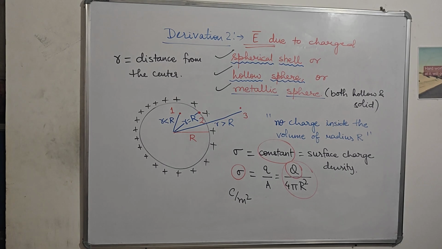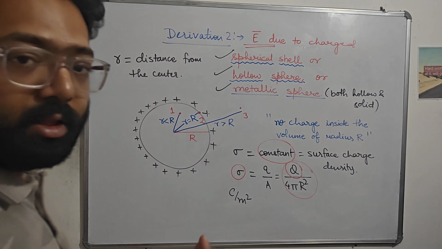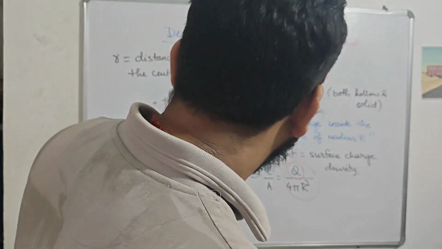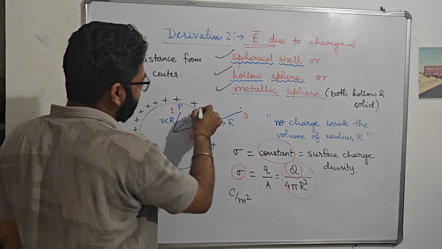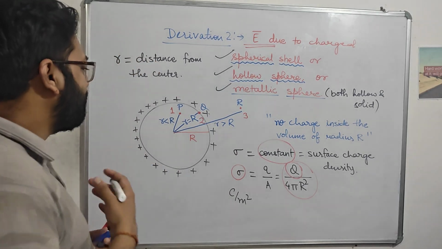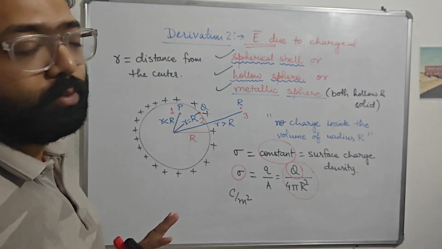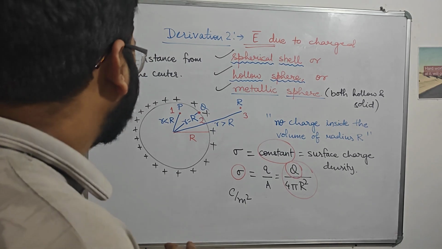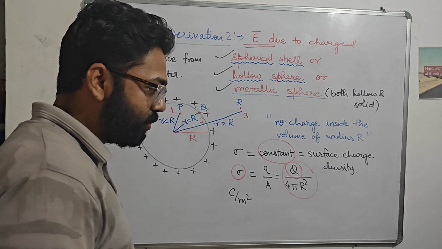This small r is a general term. It is a representative of the distance from the center to the point where we want to find the electric field. It can be any point. It can be here, this is point P. It can be here, this is point Q. It can be here, this is point R. So these are the three different points: inside point, surface point, outside point. We will discuss the expression of electric field at all the points. I hope you have understood this.